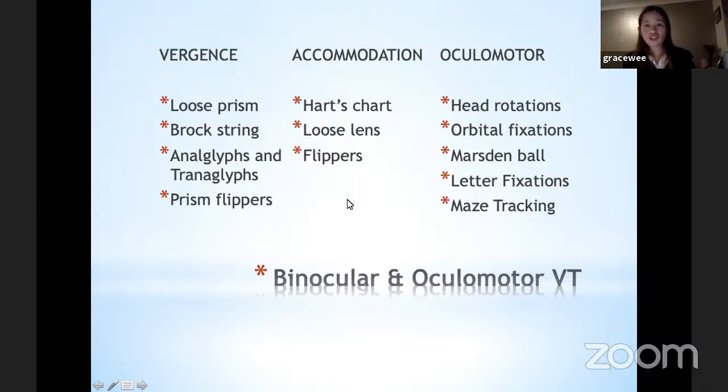And then you've got the accommodation, for which you will use the Hart chart or the focus chart to teach them to focus from far to near, near to far. And then you will teach them accommodation, or learning how to accommodate, with loose lenses. And then you can do some activities with flippers. And then you've also got training the ocular motor skills, so training up the pursuits as well as the saccades. Examples of that are head rotations, orbital fixations, and the Marsden ball, which is the swinging ball. You basically attach it to the ceiling and the ball swings and they improve their pursuits by following and tracking the ball. Then there are Lederer fixations, which are used to train up accurate saccades. And then you've got other games like maze tracking as well.